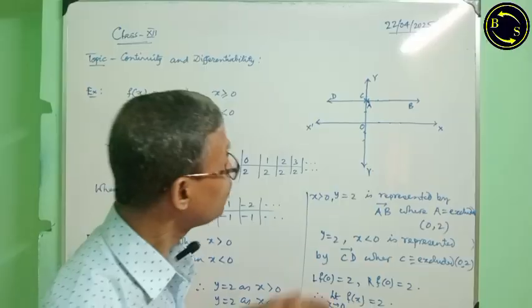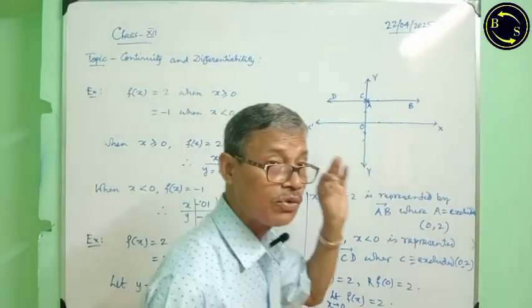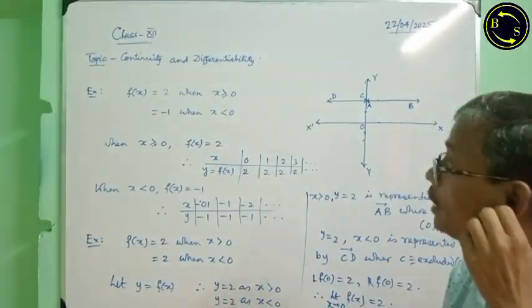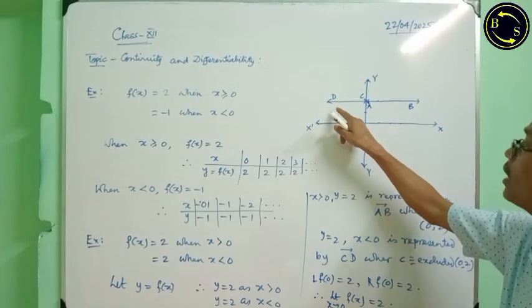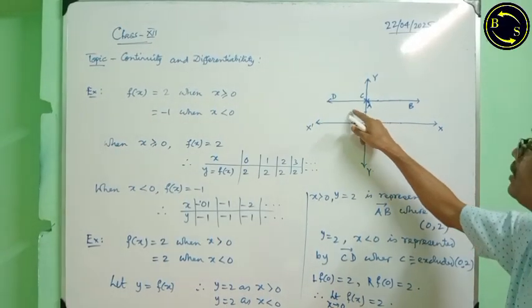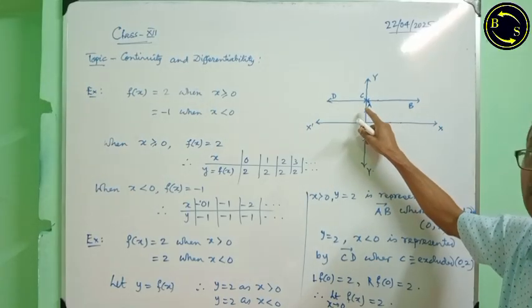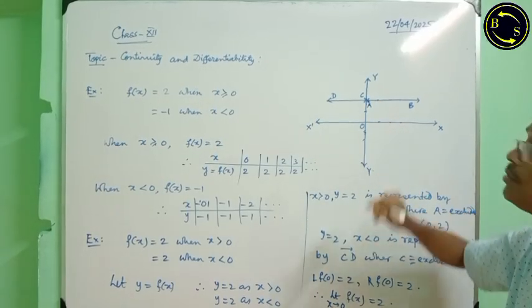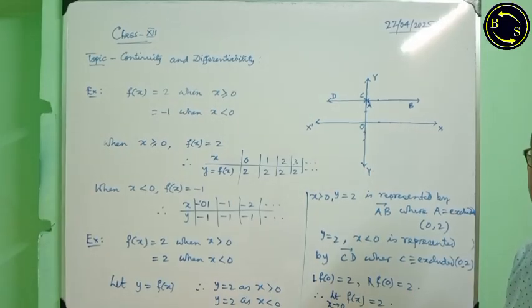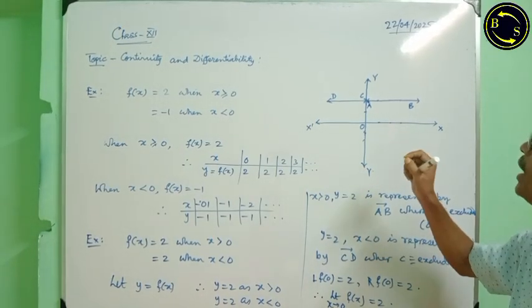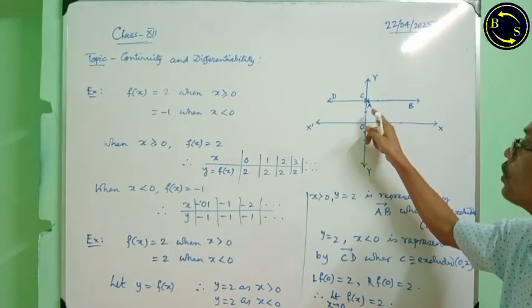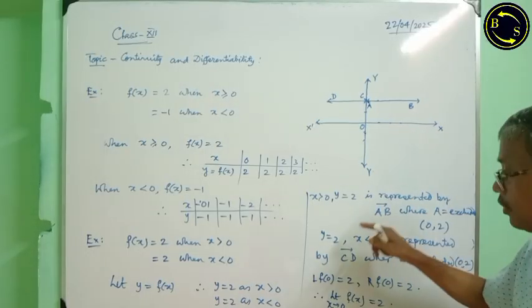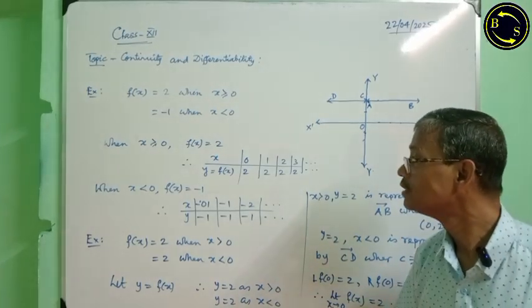But if we try to draw the graph, the question is, can we draw the graph without lifting the tip of the pen or pencil at x equal to 0? The answer is no. We have to lift the pen or pencil, rather tip of the pen or pencil, to draw the graph of this given function.